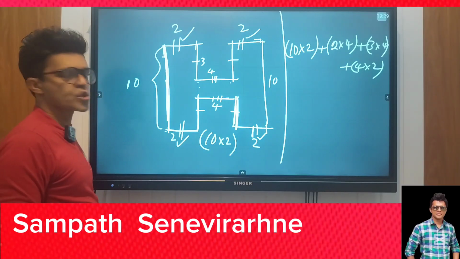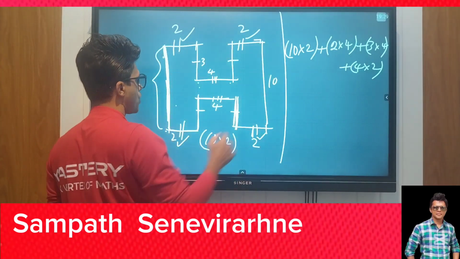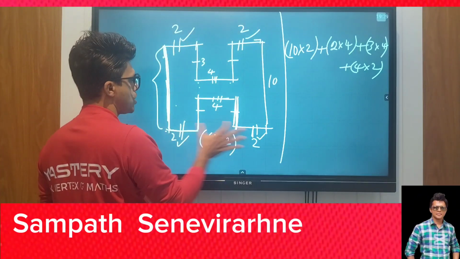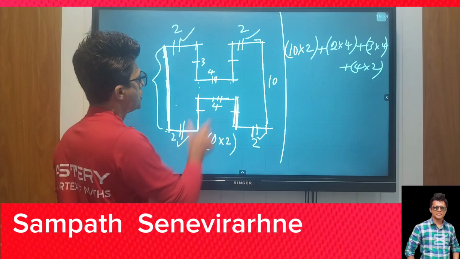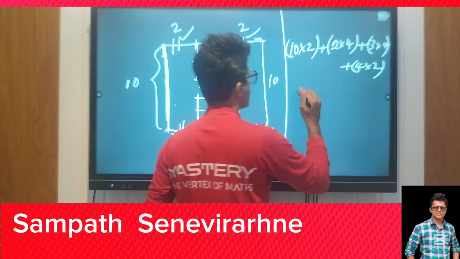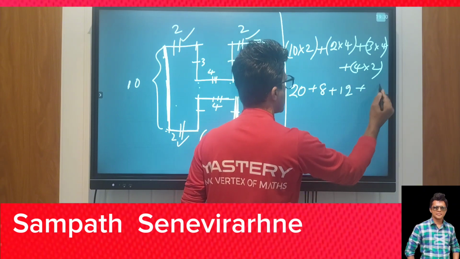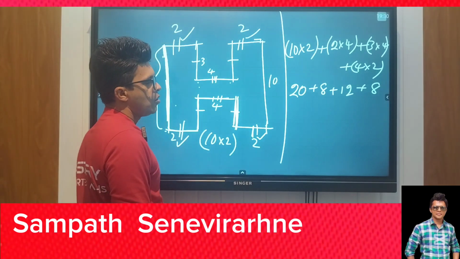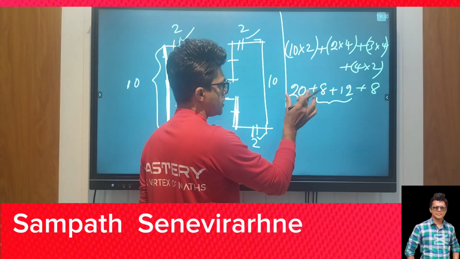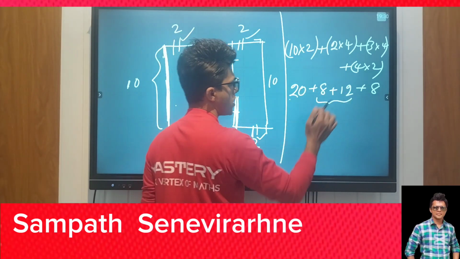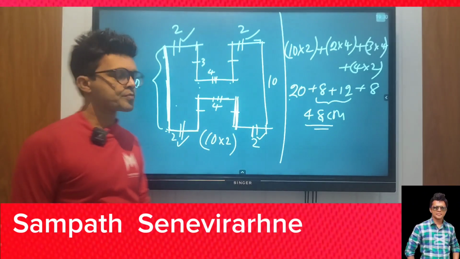Did we consider all these values? Then 10, 10, then 10 times 2. Then 1, 2, 3, 4. Then 2 times 4 is 8. Then 3 times 4 is 12. Then 4 plus 4. Now 10 times 2 is 20, 10 times 2 is 20, 2 times 4 is 8, 3 times 4 is 12, 4 times 2 is 8. Now 20, then here 8 plus 12 is 20. 20, 20, 20, 40 plus 8 is 48. This is the perimeter of this diagram.